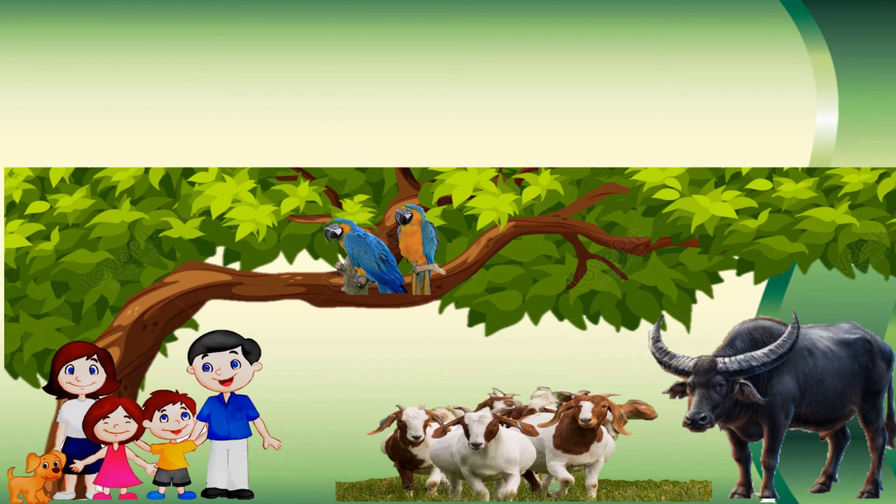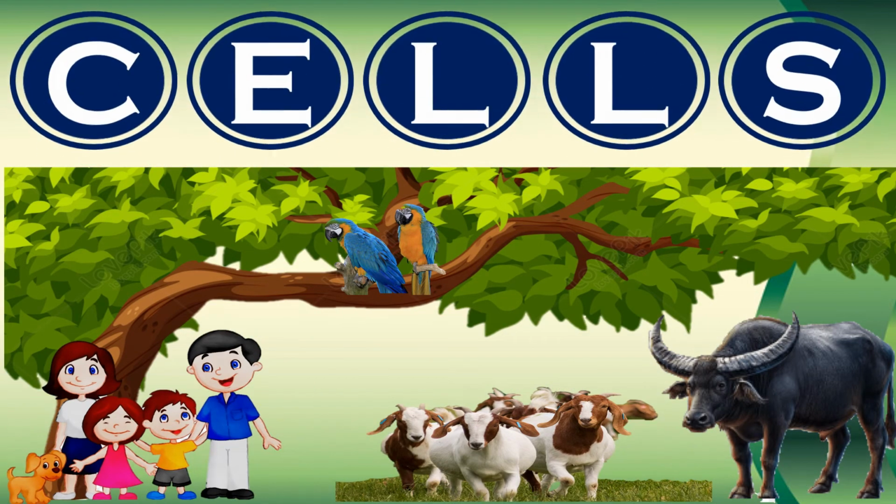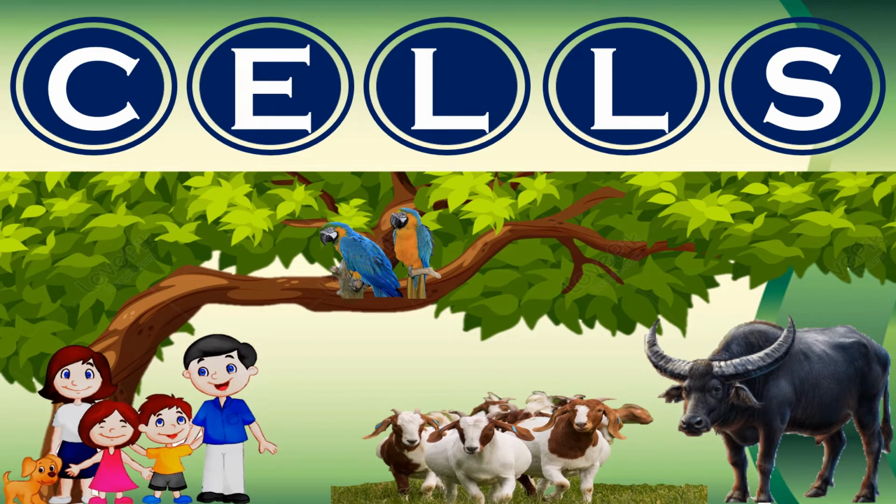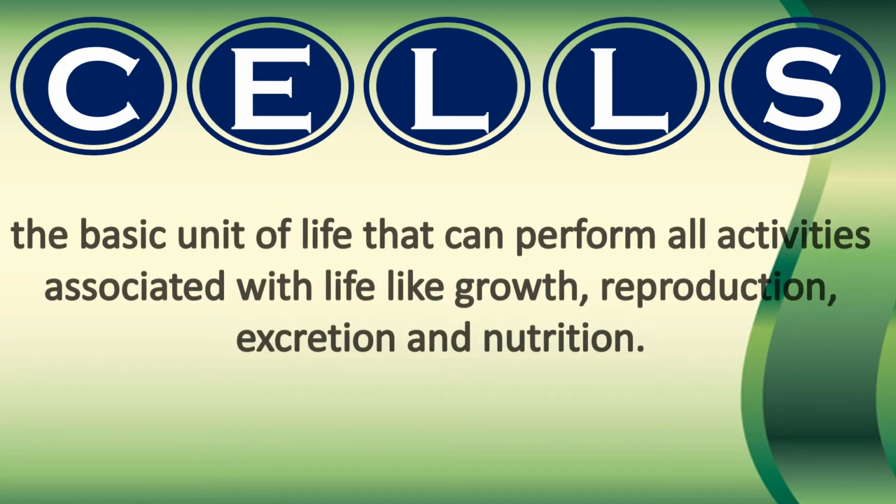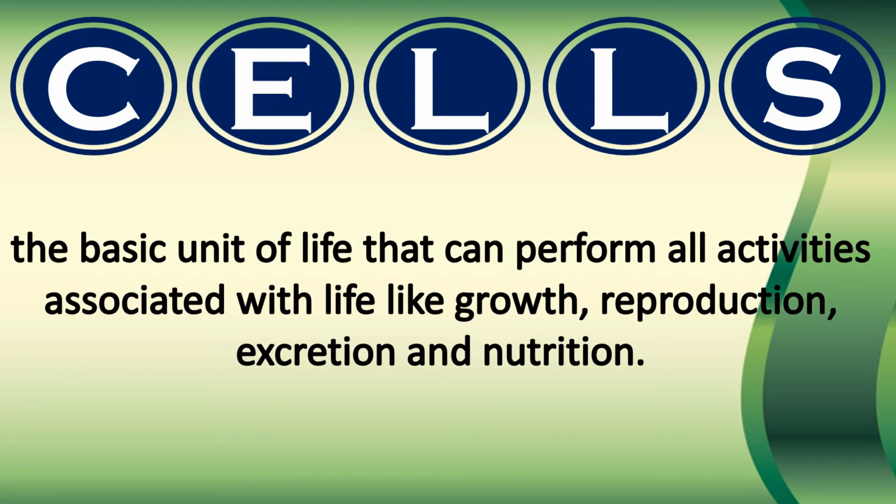All living things are made up of cells. Cells are the basic unit of life that can perform all activities associated with life like growth, reproduction, excretion, and nutrition. Every living thing is made up of one or more cells.